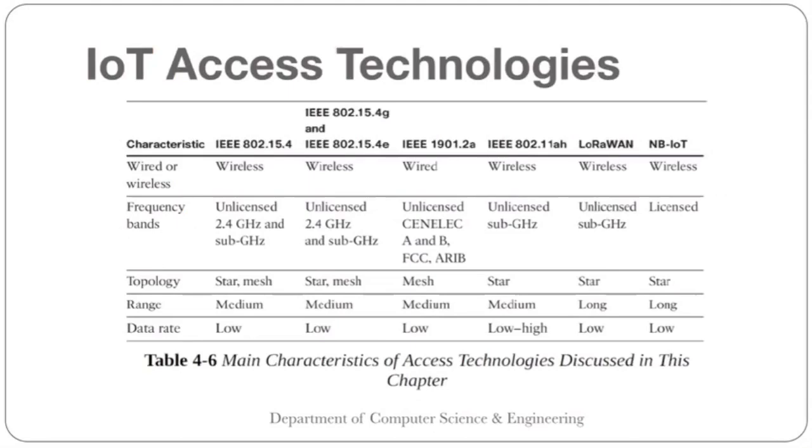Then we have narrowband IoT. Again it is wireless, but licensed. Narrowband IoT uses a licensed frequency band. The topology is star. Again the range is long, so we know that when we want to communicate over long distances, obviously we need a licensed band so that the data will reach the destination. The data rate is low. So this is about the IoT access technologies.